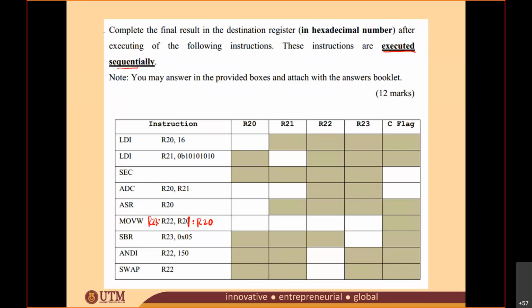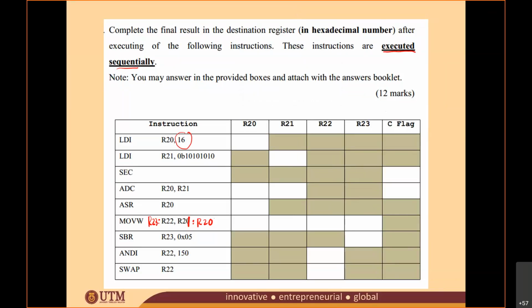LDI R20, 16. Sorry, LDI R20, 16. Okay, so in this case here, what type of number system is this? Is the 16 here a hexa or binary or octal or decimal number? Okay, so this is a decimal number. So what you're going to do is you need to convert this 16 decimal number to a hexa number, by pressing your calculator.